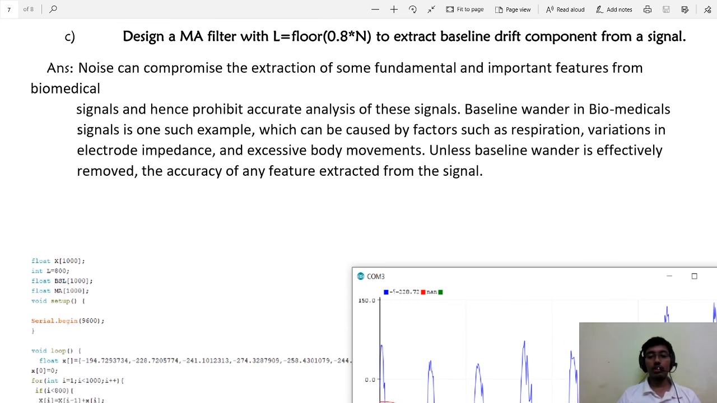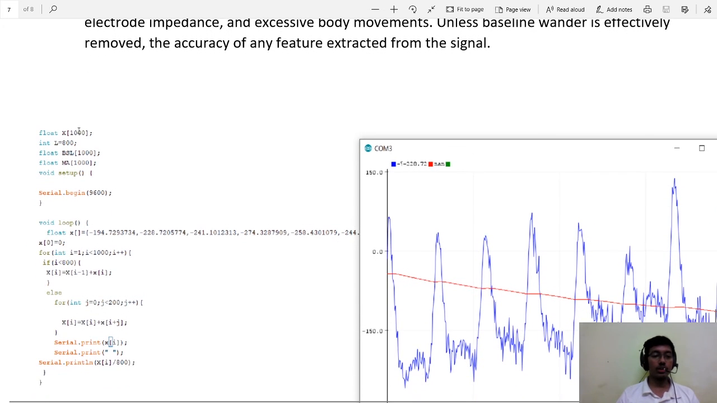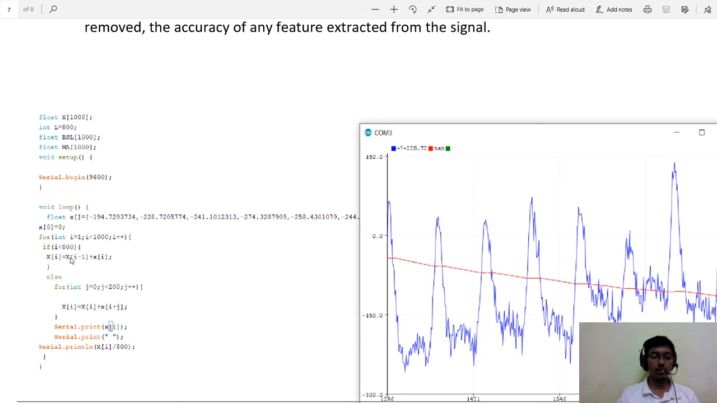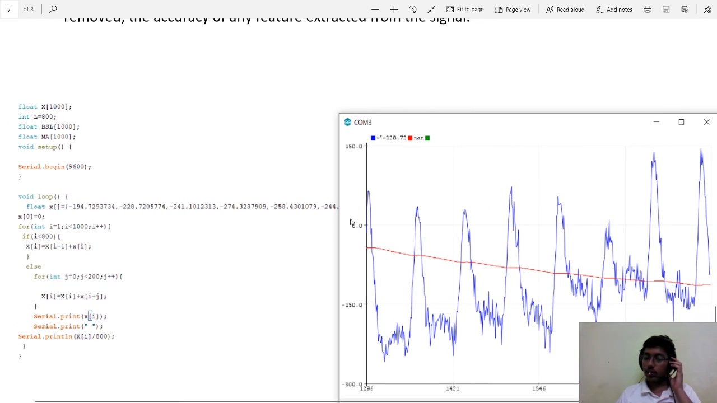In order to view the baseline drift component from the signal, we can use the moving average filter, but of a high length. Here we have used L equals 800. It is the same as the moving average filter, the same I have done. The blue one is the raw data signal, and the red one is the baseline wander.